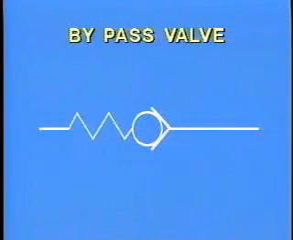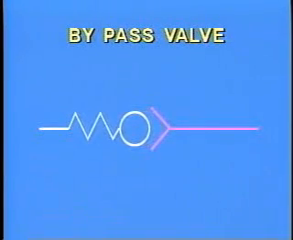The bypass valve is shown as a one-way valve with a spring on the ball end of the symbol. This shows that a pressurized flow will be necessary to overcome the spring force and allow flow around the ball.